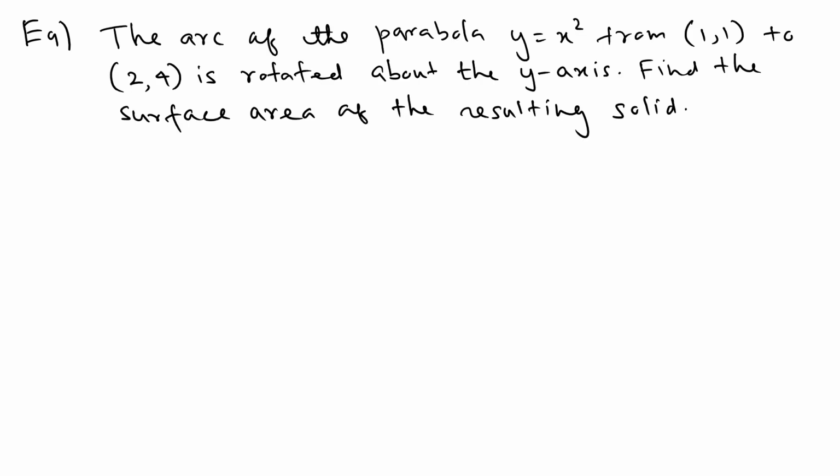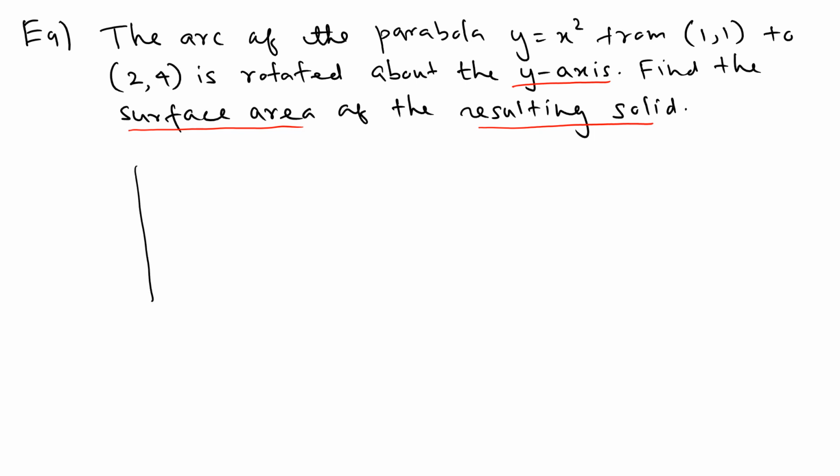So let's do this. The problem is: the arc of the parabola y = x squared from (1, 1) to (2, 4) is rotated about the y-axis. Find the surface area of the resulting solid. So this is clear, but let's draw the situation here.